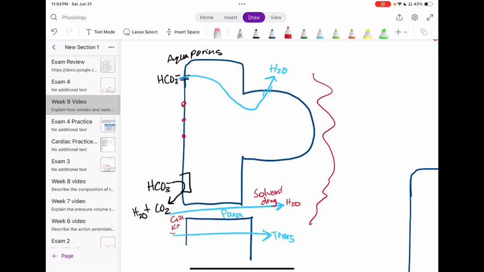Okay, we have a few more things going on here. In the proximal convoluted tubule, we have a few transporters, and they all use sodium. So we have glucose, and this will transport 100% of glucose. And then we have amino acids. They'll transport 100% of amino acids. And we have lactate. Remember, they're all bringing in sodium. Sodium is really important in the kidney.